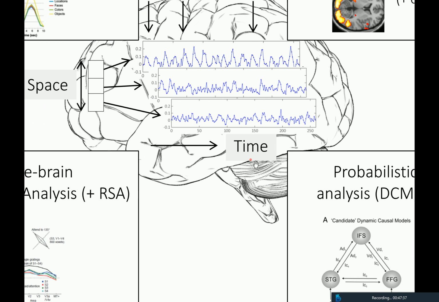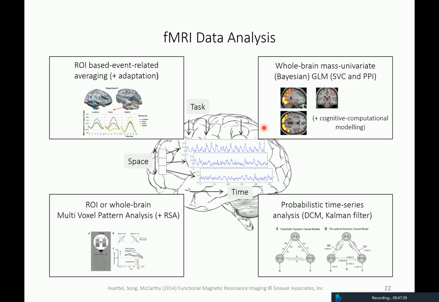But the thing is, in the end, everything is always based on this kind of data, and all of these things are just ways to look at this data in different ways. Okay, I should stop this at this point. Questions?